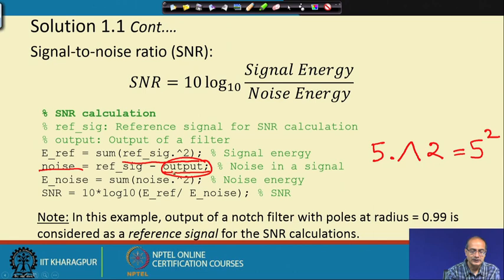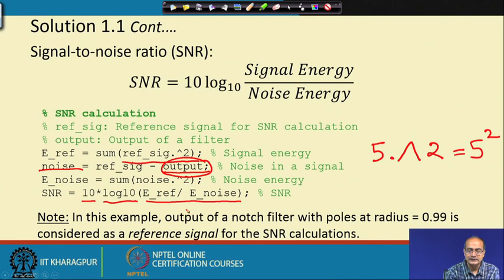So, we calculate then the energy of the noise, E noise, in the same way as for the signal, and then we have implemented the SNR in MATLAB as 10 multiplied with log 10, which gives the logarithm with respect to the base 10, and then we take the ratio of the energy of the signal by the energy of the noise, which will give us the SNR.